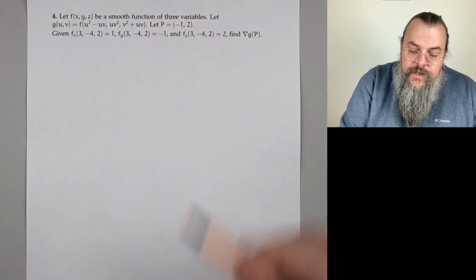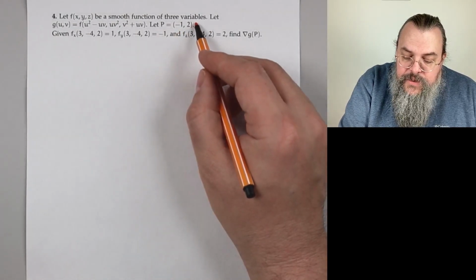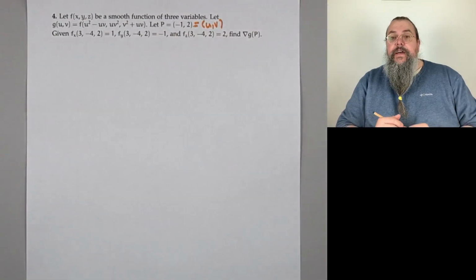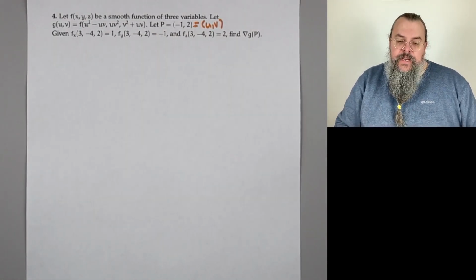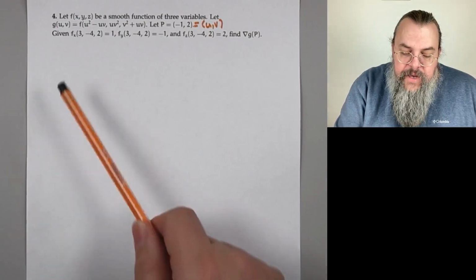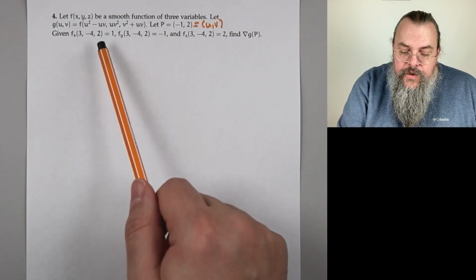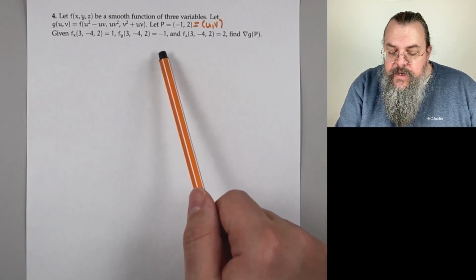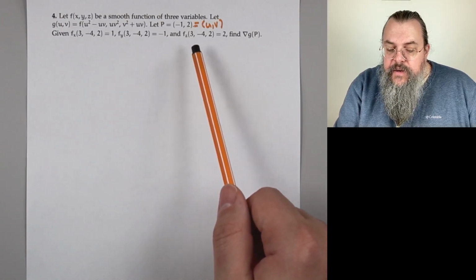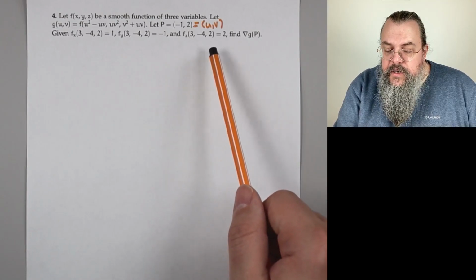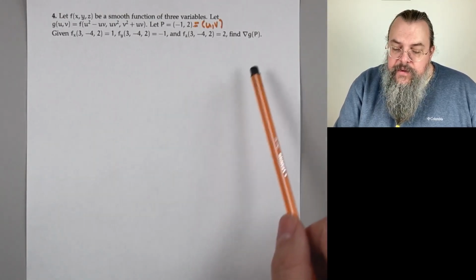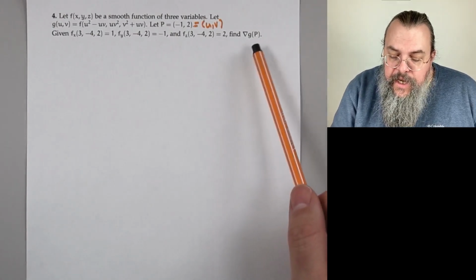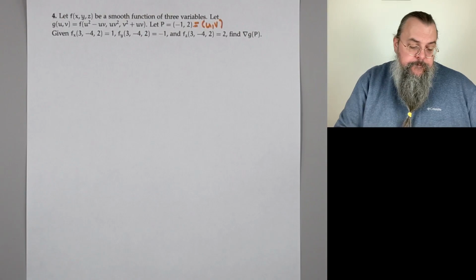All right, now here, when they're talking about -1, comma, 2, this will be a u, comma, v kind of thing. All right, so we're given information. We're given that f sub x at 3, -4, 2 is 1, f sub y at 3, -4, 2 is -1, and f sub z of 3, -4, 2 is 2. And we're asked, find the gradient of g at our point P.